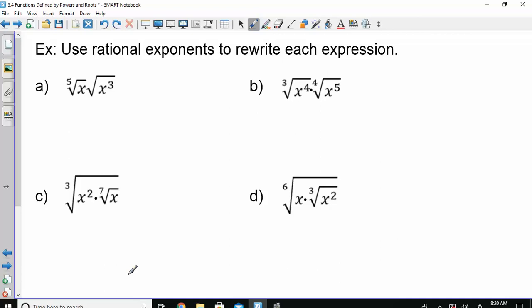So my goal here is just to simplify this as much as I can. So the 5th root of x times the square root of x cubed. Looking at it in radical form, it's really difficult to figure out how I would simplify that. But if I rewrite this, the 5th root of x, that's just x to the 1st, I would write that as x to what power? 1/5. Okay. The square root of x cubed, that would be x to the 3/2 power.